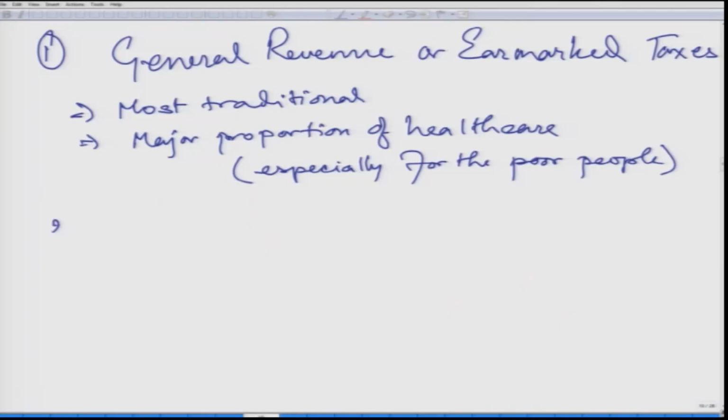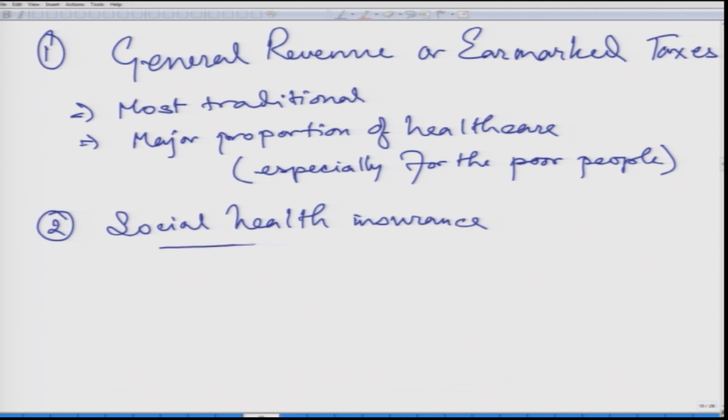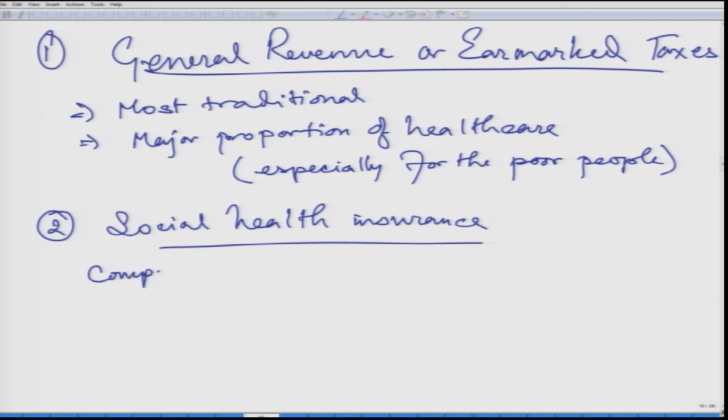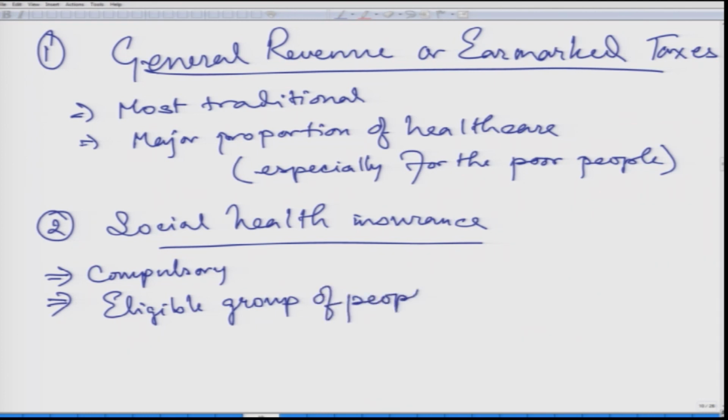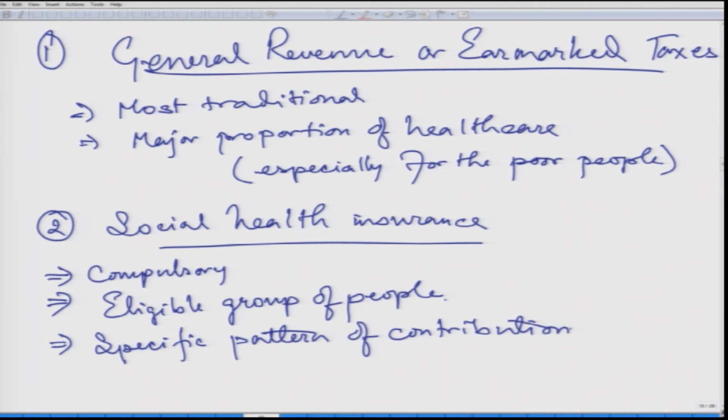So the second one can be social insurance or social health insurance. It's compulsory, as mentioned, because most often it is funded by the government, and it's not for everyone. An eligible group of people which the government thinks need to be covered, or which a particular organization thinks need to be covered, and it follows a specific pattern of contribution. Say under CGHS, they pay a certain section of the salary, and the contribution rate is higher, even though the coverage is absolutely the same for a top level officer to the group D staff.